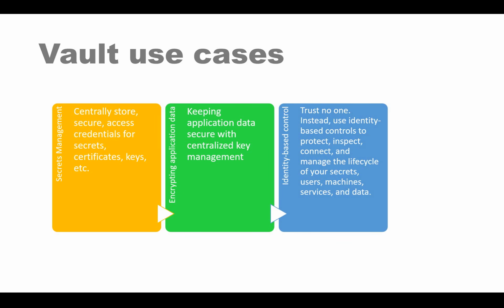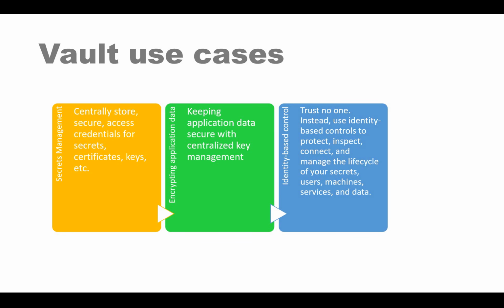So we know about secrets and why HashiCorp Vault, and now let's talk about some use cases of Vault. The first is secrets management. This is one of the very common use cases for Vault. What does it mean? You can centrally store your secrets, make them secure, and have access controls so that the secrets can be accessed by different applications. Whether it's certificates or keys, all these things can be centrally stored. So this is one of the common use cases for Vault.